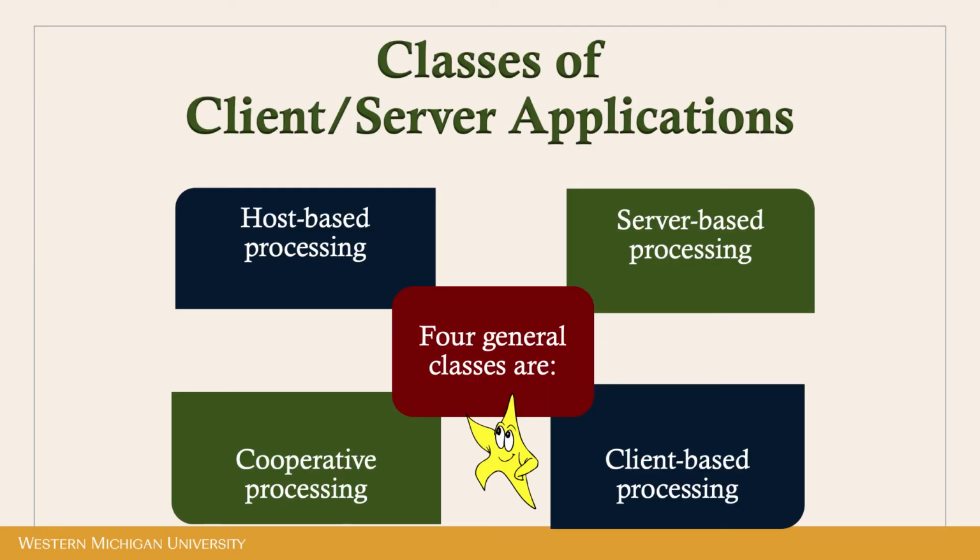Now, when we talk about client-server applications, we have 4 general classes. These are host-based processing, server-based processing, cooperative processing, or client-based processing. And these just basically tell us how much is done on either the client and or the server, right? How much of the computational load is on the client versus on the server. So let's take a quick look at all 4 of these classes and just get an idea of the differences.